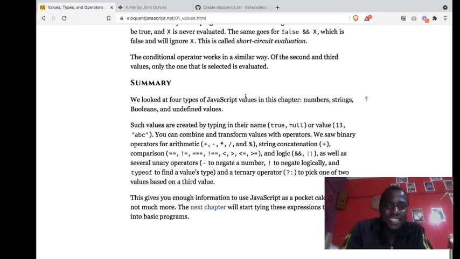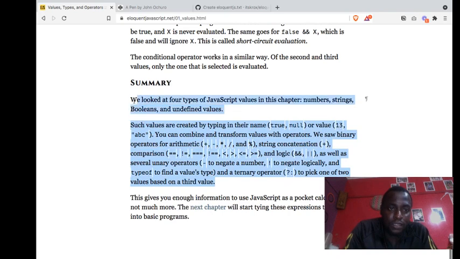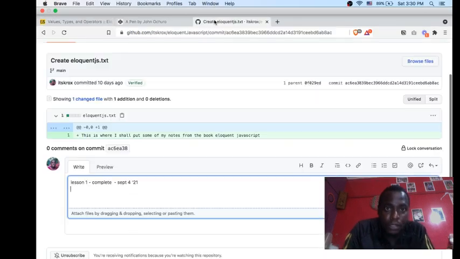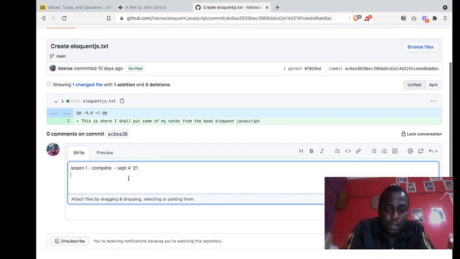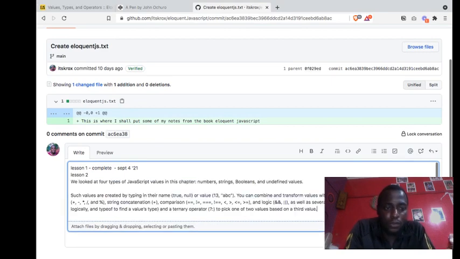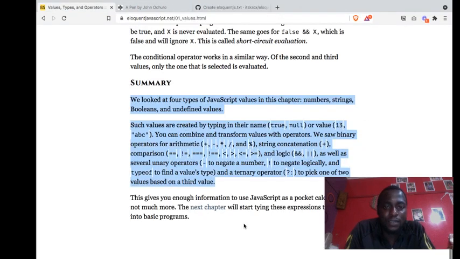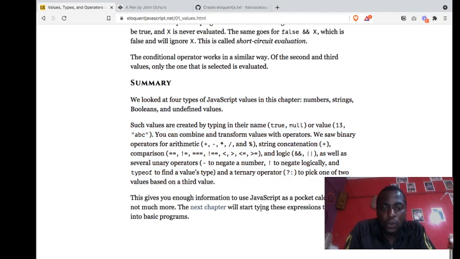That was so much fun, and I'm just going to get this summary and add it here in my lesson 2. I'm going to paste it, and that would be dope. Alright, so that's that. So you're going to stop this chapter and go to chapter 3.